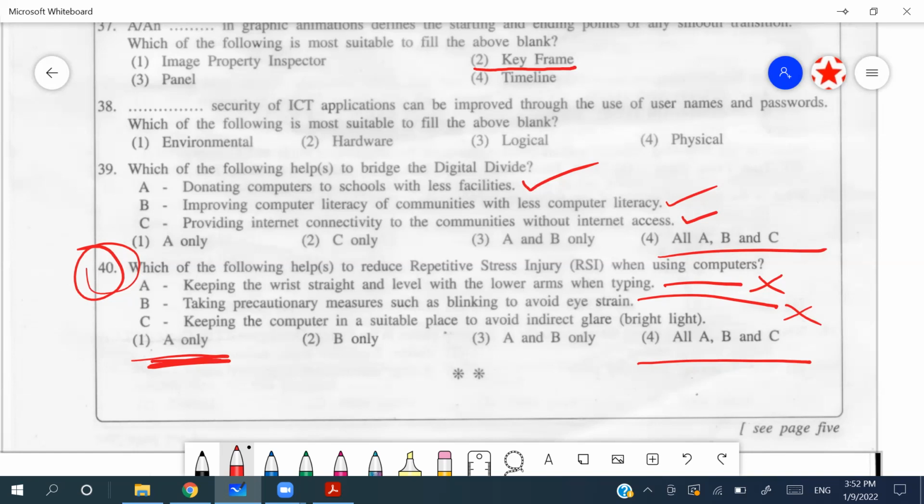So it is asking which of the following helps to reduce repetitive stress injury when using computers.